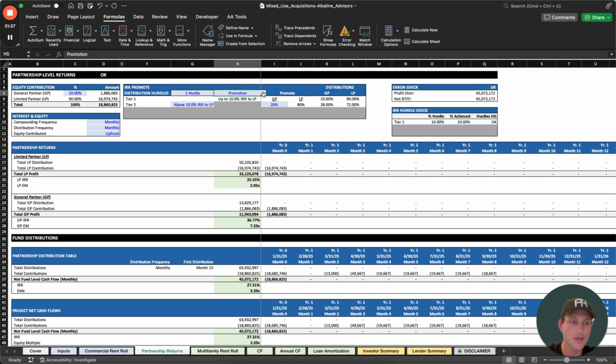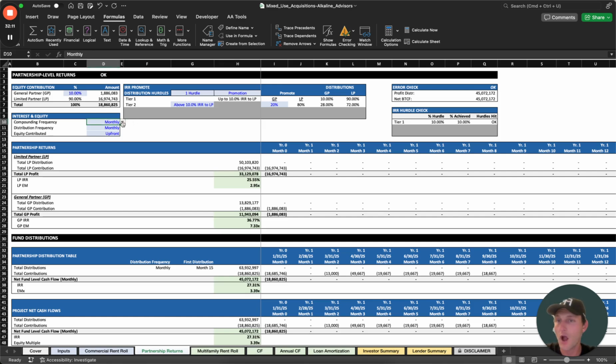And happy to explain the difference between just a straight split in terms of distribution and what the promote means, and how you're promoting based off of the equity outstanding versus just splitting evenly. So I can explain this in more detail if you'd like, just reach out. But here you can choose between just a strict 80-20 split or a 20% promote based off of the equity that the GP is putting into the deal.